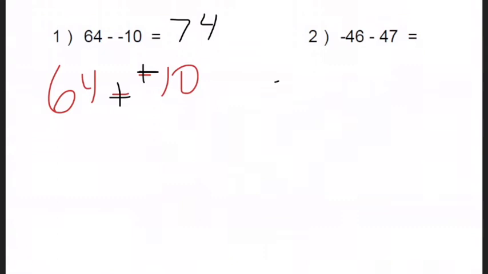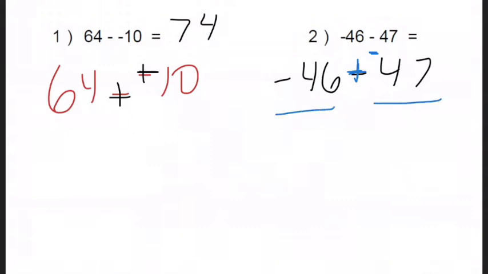The next one, I have negative 46 minus 47. So what I'm going to do is change the minus to a plus and change the sign of the next number. That's what you've got to keep doing. Change the sign of the next number, so it's now negative 47. So when you have negative 46 plus a negative 47, you're going to add them, and that answer is 93. And we keep it as a negative because they're both negative. Okay, so let's move on to a couple more.